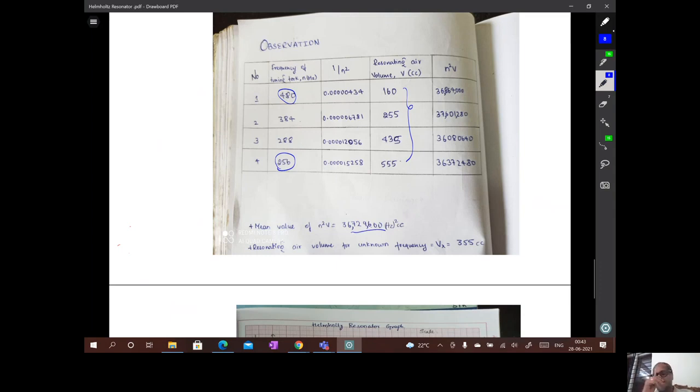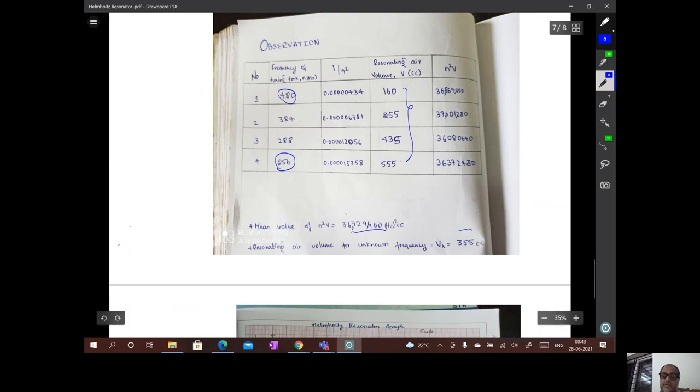Actually we are not going to use this n square v mean value, but you can calculate it if you are interested in error analysis and other stuff. One can calculate the mean and the absolute difference from the mean value, and you can calculate the percentage of error. That's a separate topic. Now you will also calculate, for the tuning fork with an unknown frequency, the resonating air volume.